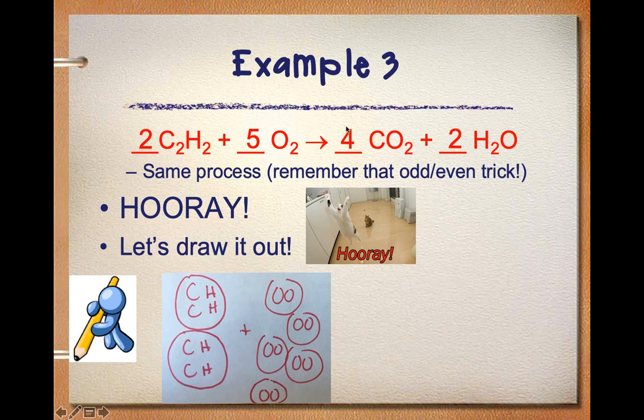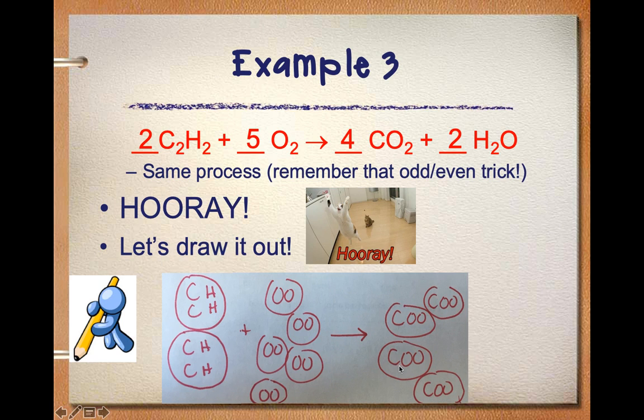Then we have an arrow, 4 CO2, carbon dioxide. 4 separate particles, 1, 2, 3, 4, but inside each particle is OCO. OCO, OCO, OCO, plus 2 separate waters. So I have HOH, that's water, 2 separate times.